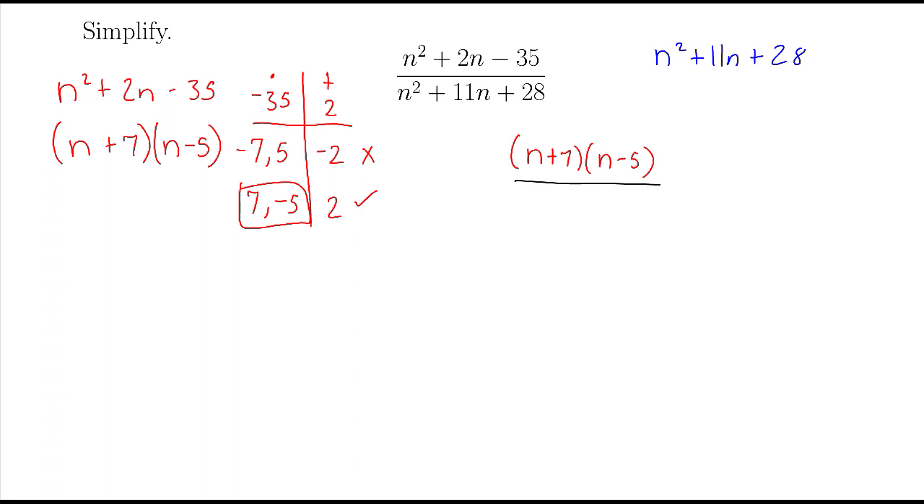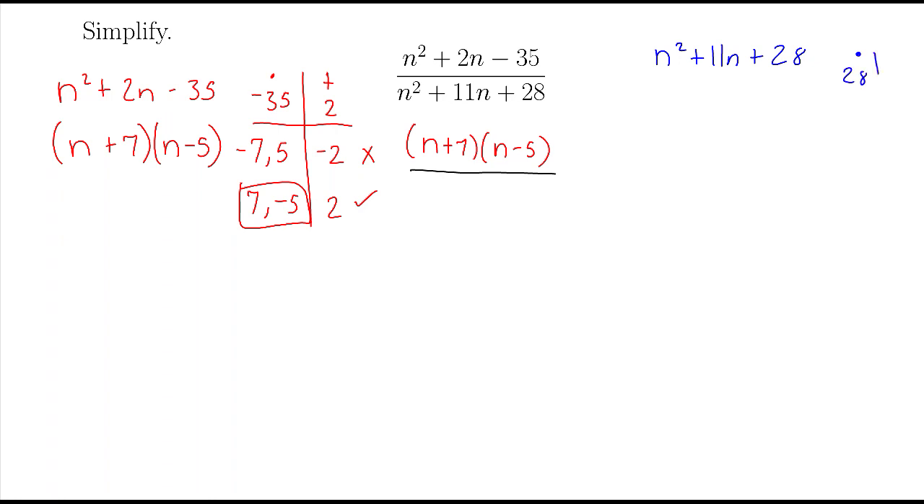Now, to figure out the denominator, what I need to do is factor n squared plus 11n plus 28. Okay, so the same thing is happening here. I need two numbers that multiply together to be 28, but add together to be 11. That would be what, 4 and 7. 4 times 7 is 28. 4 plus 7 is 11. So this will factor to be n plus 4, n plus 7.